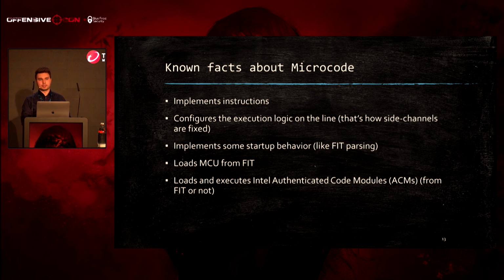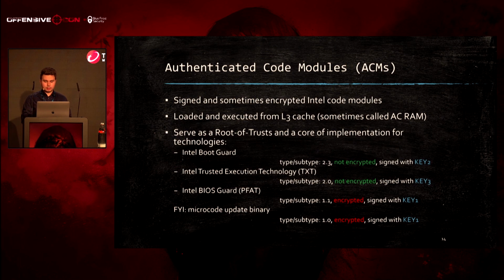They can be executed, they can be pointed by the firmware interface table or some other ways. It depends on the ACM type. So a few words about these ACMs. They are signed and sometimes encrypted. They have a similar structure like you saw before, I mean the header. They are loaded into a shared level 3 cache.